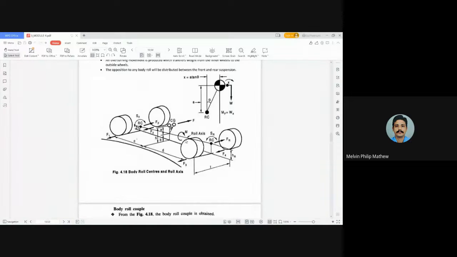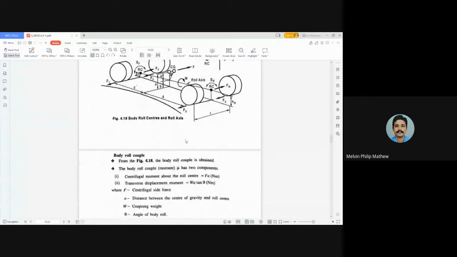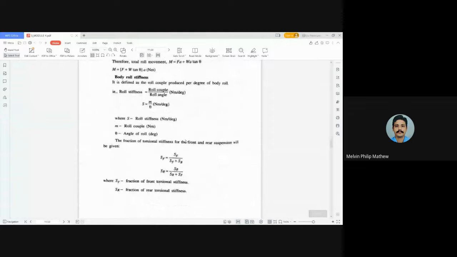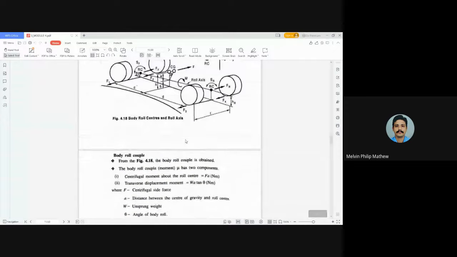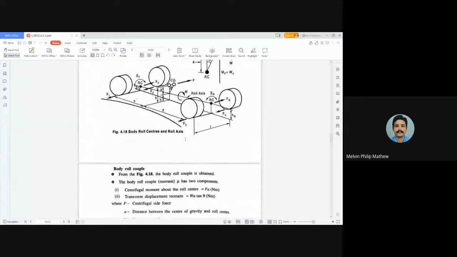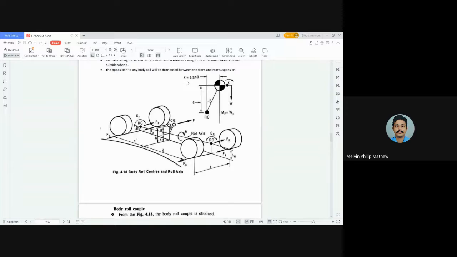Okay. So to explain this, we are going to learn various couples for different body roll. So first we are going to study about body roll couple. So what is a couple basically? Couple is nothing but, if you are looking at the moment, we have all studied what is moment. You have studied a subject, strength of materials, and you have studied about bending moment and moment, but basically what is moment.